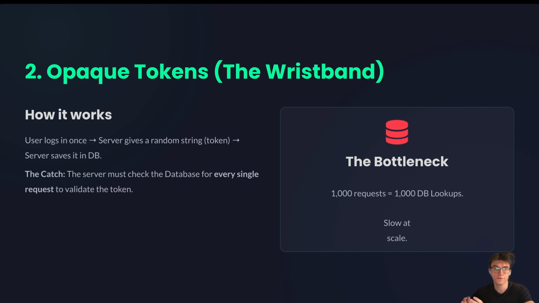All right, so we have evolved. We moved to opaque tokens, or bearer tokens. The user logs in once and we give him a random string, like a wristband at a club. It's better, but it has a huge bottleneck: the database. Every request, every time the user loads a page, your server asks the database, is this token still valid? Wait for the answer and then proceed. If you have 10,000 users, that's 10,000 extra database queries.